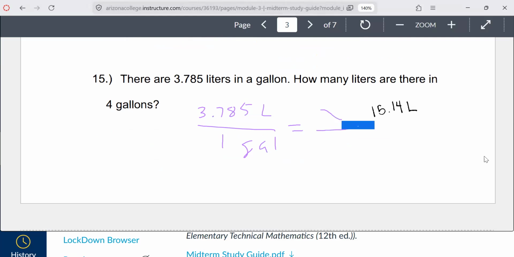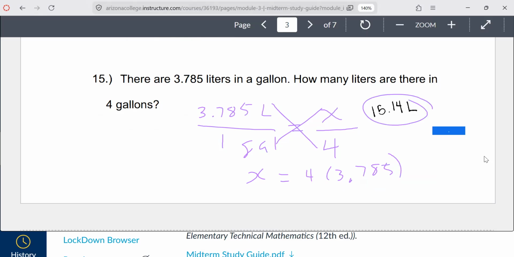Now we want to know how many liters, X liters, in 4. And then you cross multiply. So 1 times X is X. And then we've got 4 times 3.785. And that should give you 15.14 if you round. So 4 times 3.785. Yep, 15.14.